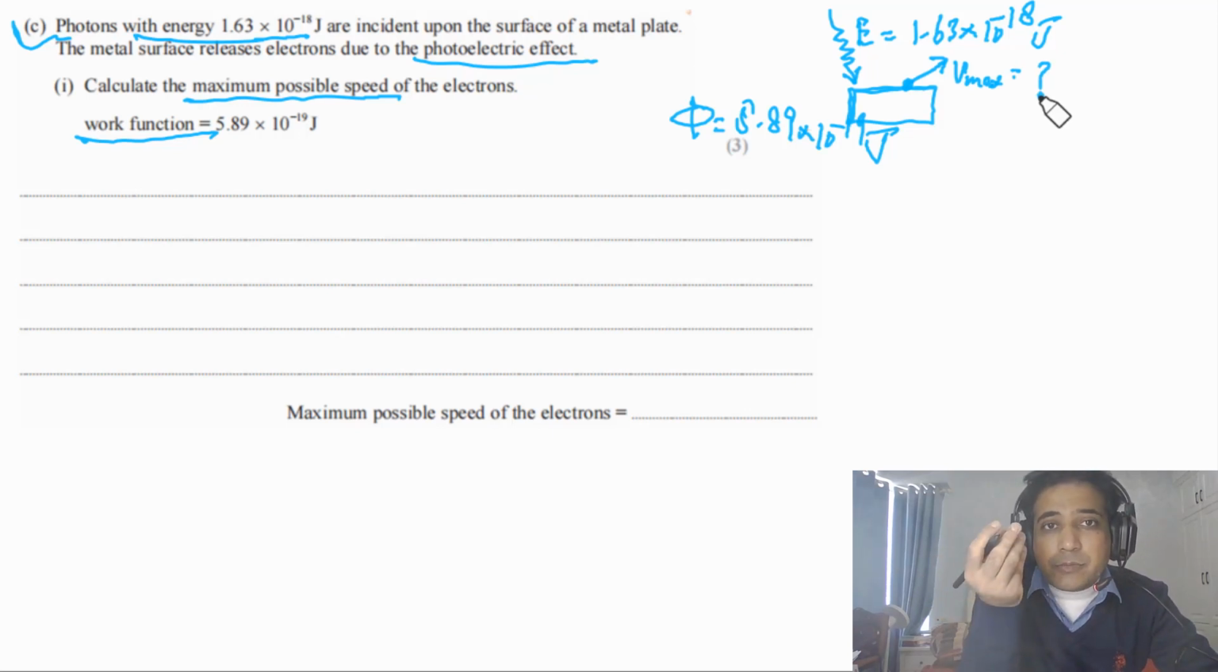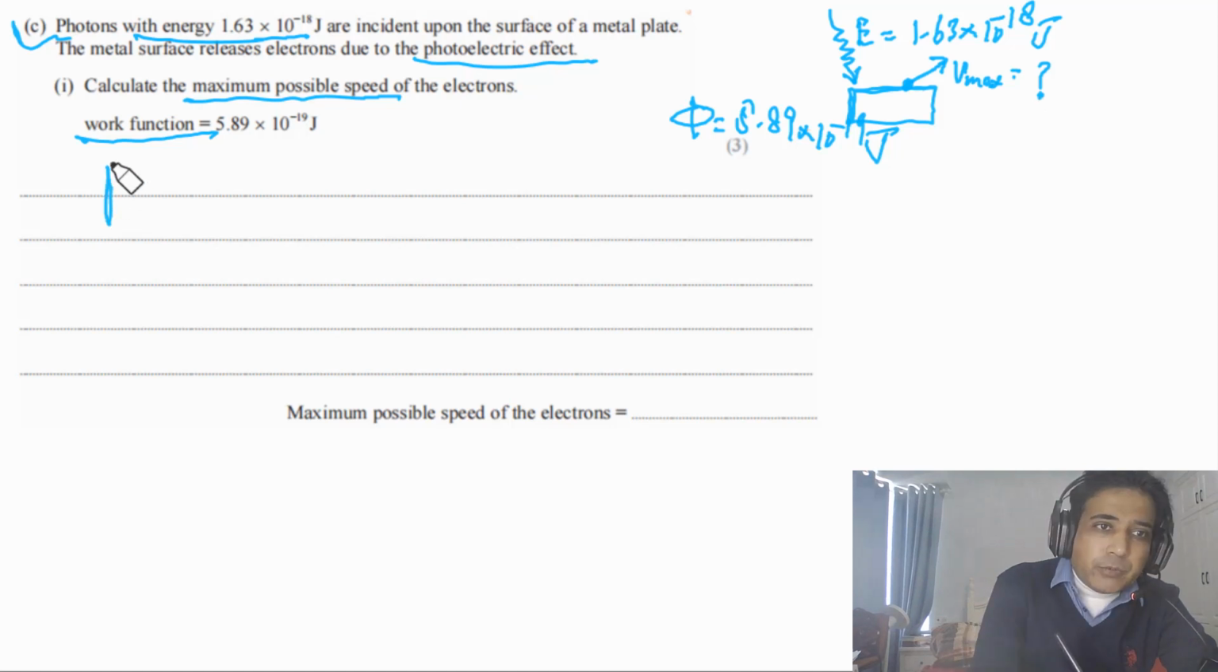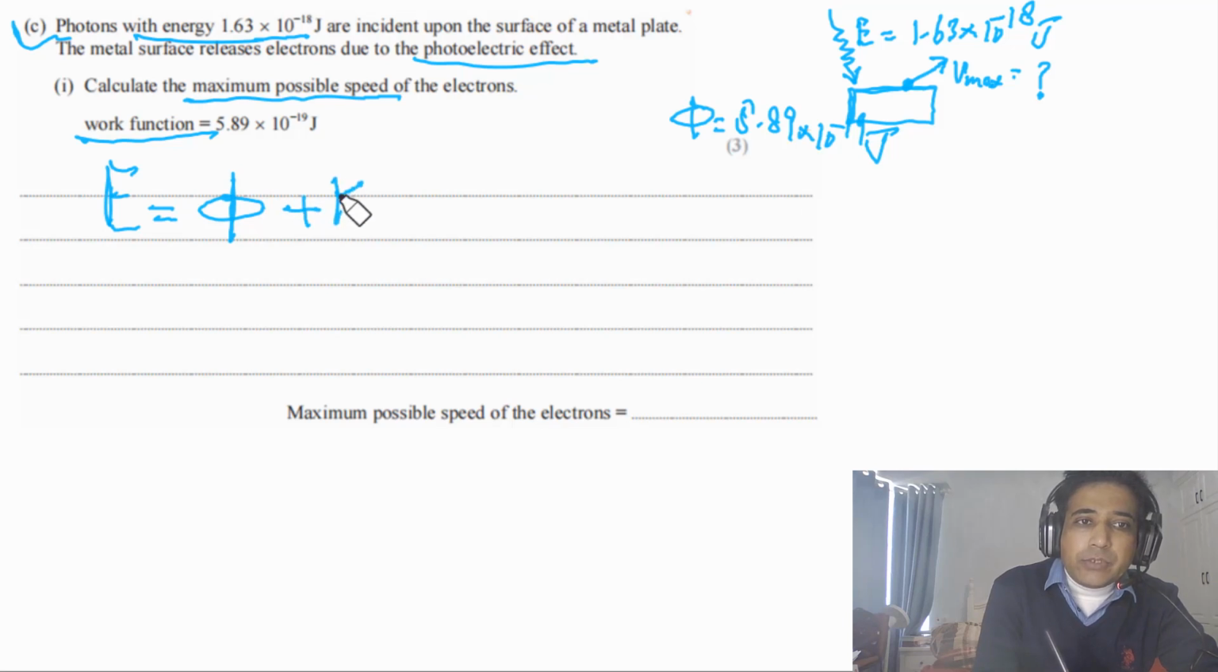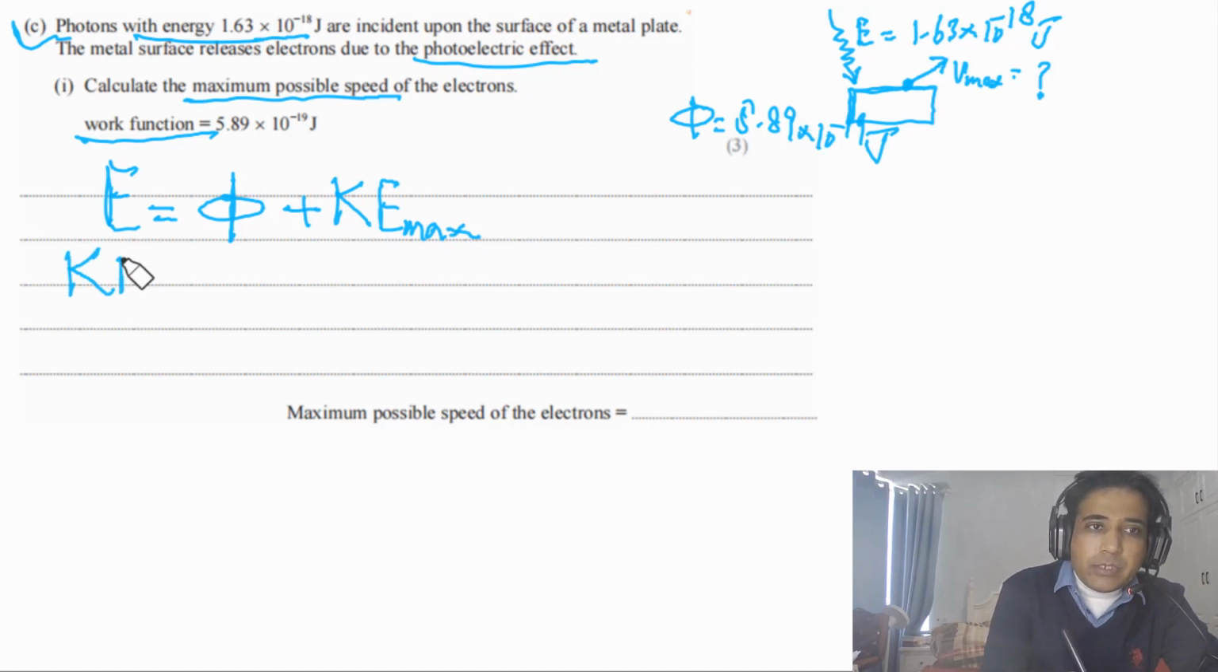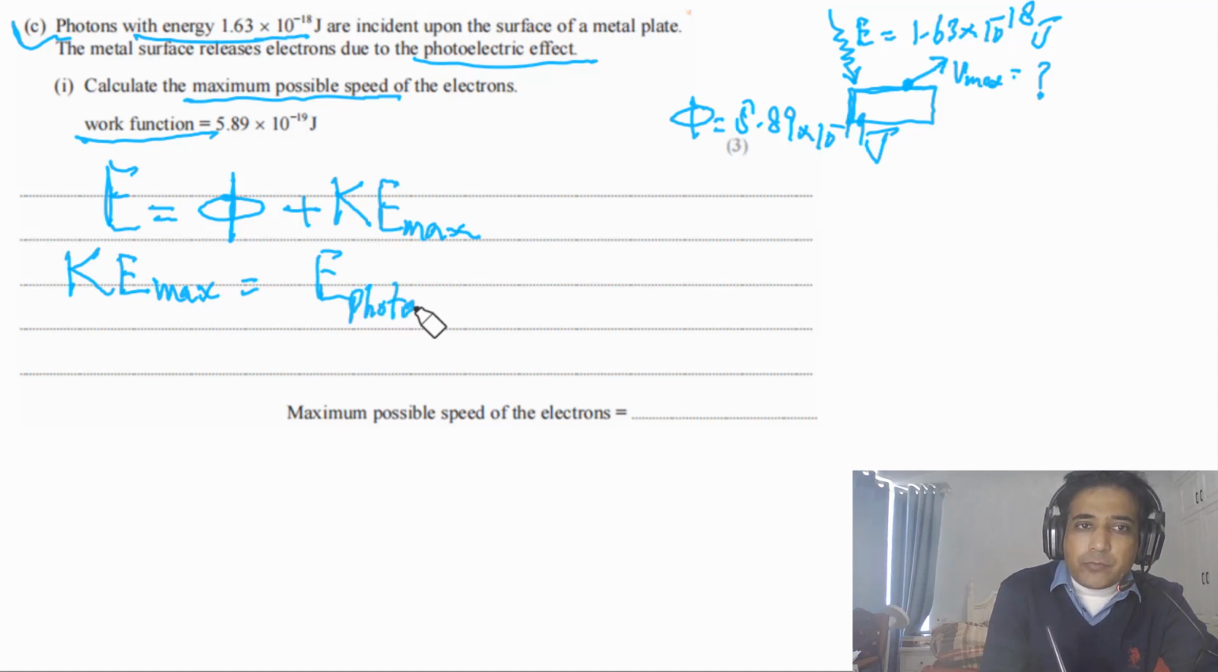In order to answer this question, we need to use conservation of energy, or Einstein's photoelectric effect equation. So we can say, in this case, the energy of the photon will be equal to the work function, meaning the energy required to release an electron from the metal, plus the maximum kinetic energy of the photoelectron. So first of all we can calculate the maximum kinetic energy. That will be equal to the energy of the incident photon minus the work function of the metal.